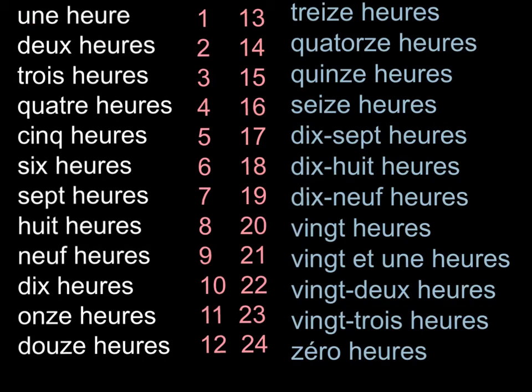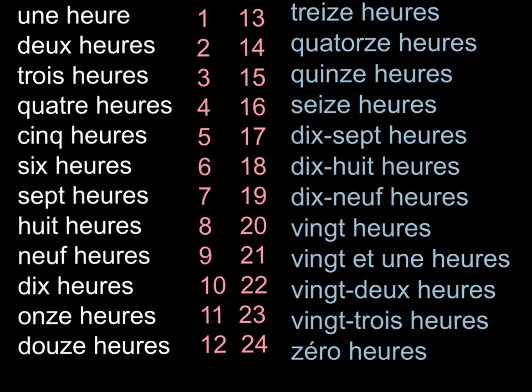Other than that, we just have 1, 2, 3, 4, 5. Oh, the other thing that you'll notice in une heure is that it's feminine. It's not un heure, it's une. And that's because the word heure, hour, is feminine. Okay, but otherwise, like I said, just same old numbers. 6, 7, 8, 9, 10, 11, 12.